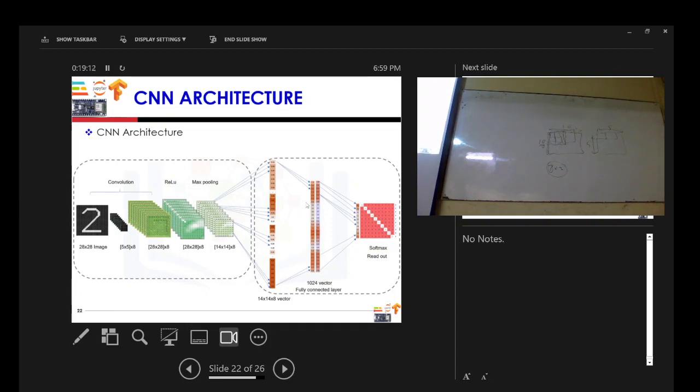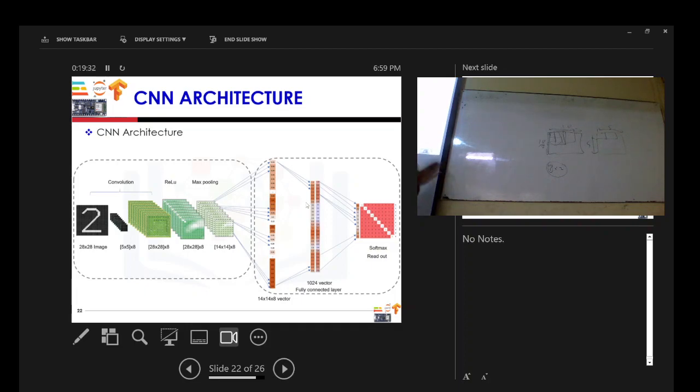And then you can use the ReLU again here. Then you have the max pooling here. If you have a 2 by 2 max pooling, and the size is 28 by 28, then you will reduce it by half. So you have 14 by 14 by 8. Then after you are done with all of this, right?